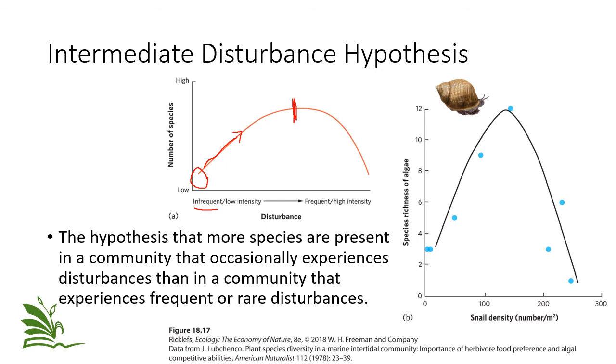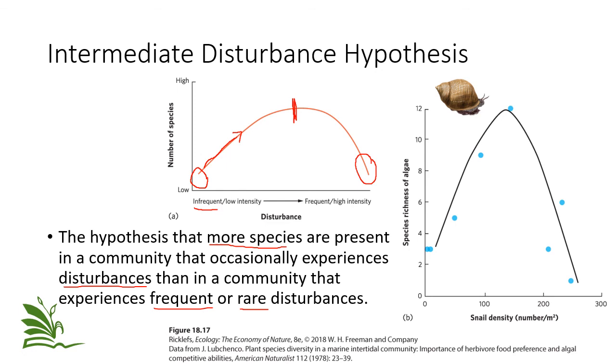But then if the disturbance is so great or so frequent, like humans walking on the same piece of grass over and over and over again, we're going to start to see that organisms die and nothing can survive that disturbance. And ultimately, we see a reduction in species diversity again. So ecologists propose that a community that experiences a moderate amount of disturbance is going to have more species present than communities that experience either frequent disturbance or very rare disturbance.